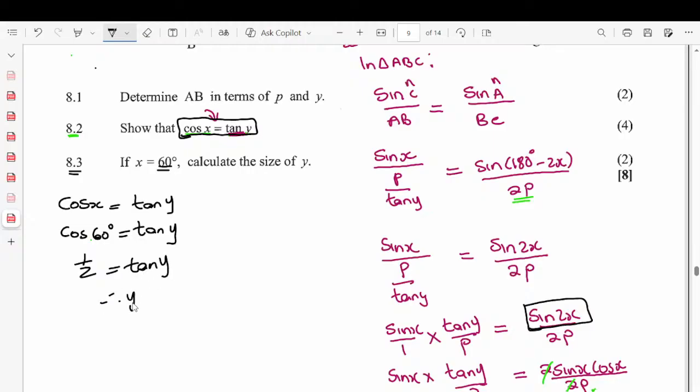Therefore, what is y equal to? y should be the tan inverse of that half. So shift tan of 1/2, what is that equal to? This is 26.57 degrees. So therefore the value of y is 26.57 degrees.